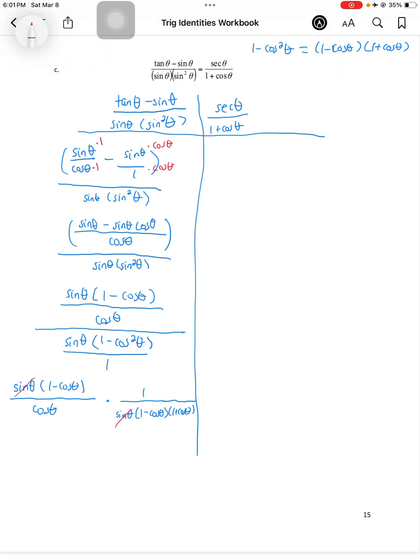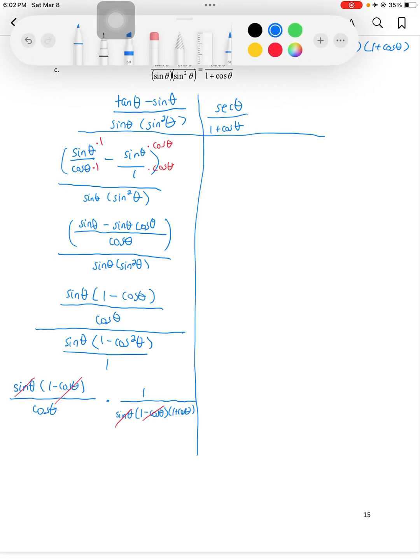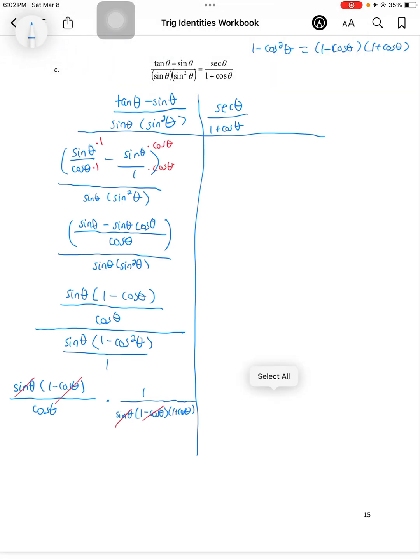So here, sine thetas cancel, the 1 minus cos theta cancels, and then nothing else cancels. So here, I'm left with 1 over cos theta times 1 plus cos theta. And this is where a lot of students tend to get stuck, where they're like, oh, what can I change to make the left-hand side equal the right-hand side?